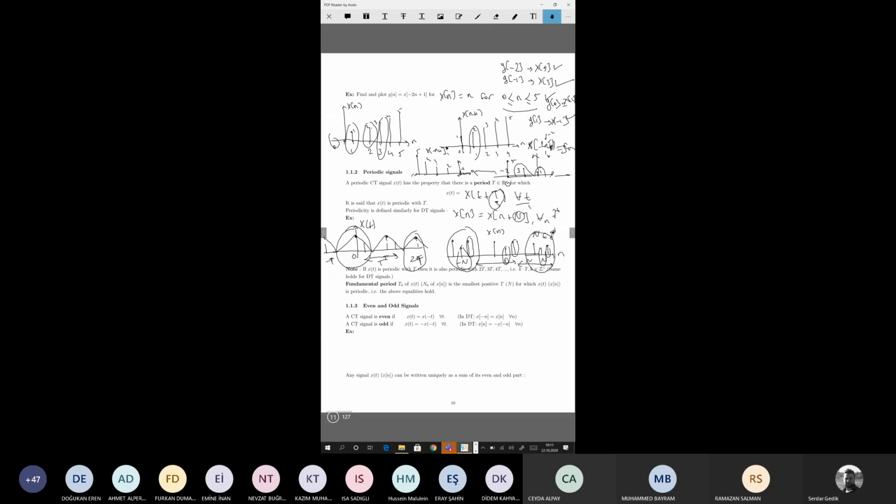But here, the fundamental period, it's important, the fundamental period is the smallest positive T for which x of t is periodic. So I can say that my signal is periodic with T, periodic with 2T, periodic with 3T, but the smallest of those is capital T, and this is my fundamental period. Okay, this is important. It must be the smallest of all of those, and of course it must be positive.